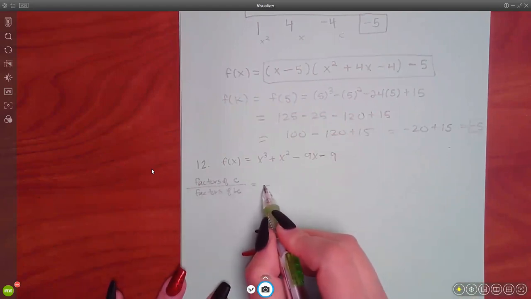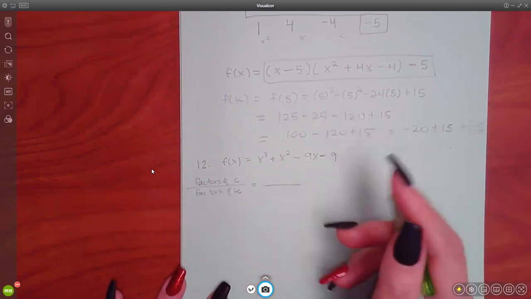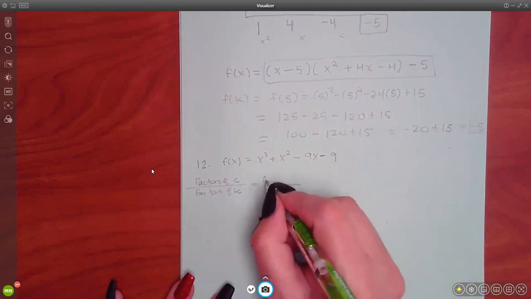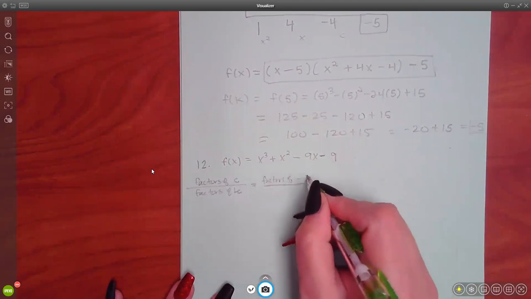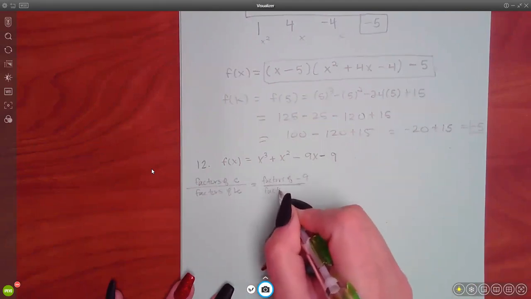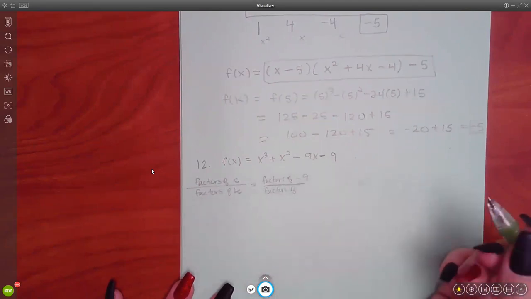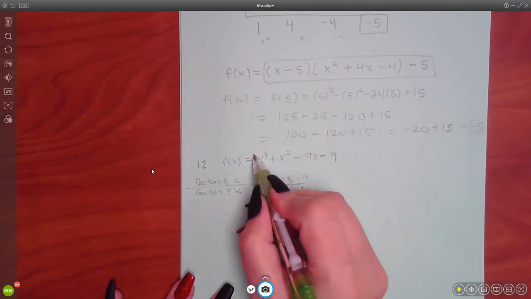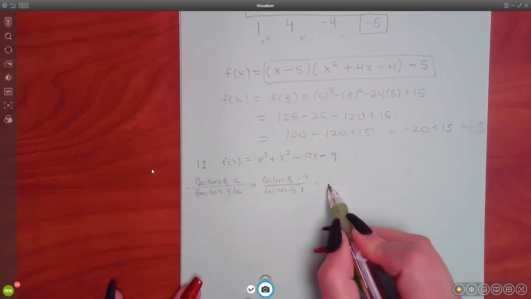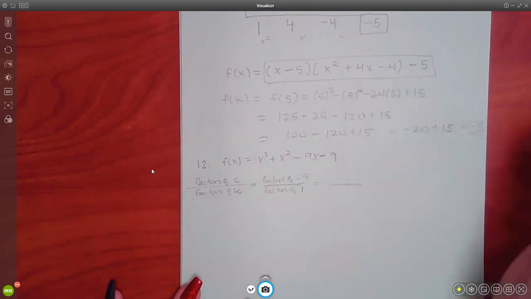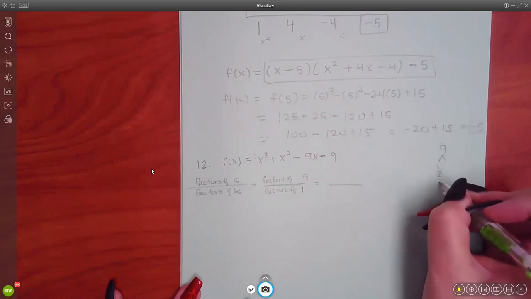So in this case, what's the constant? Negative 9. And what is the leading coefficient? It's just 1. It's an invisible 1 right there, right? So what are the factors of 9? If you take 9, the square root of 9 is 3, right? So it can only go up to 3.